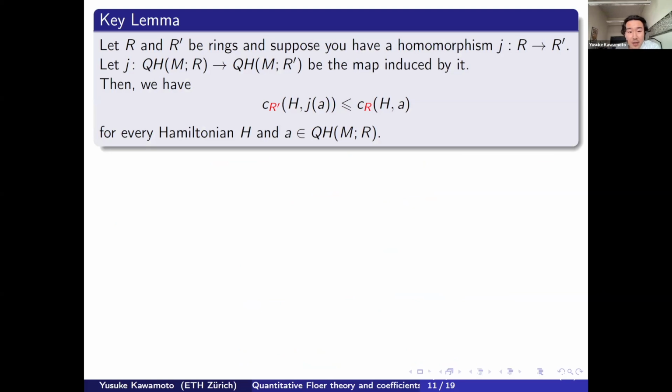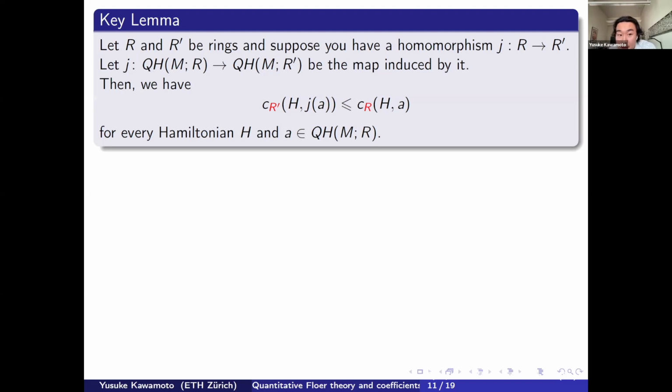So the following is a lemma that helps you to deal with the situation. Suppose you have two different rings, R and R prime, and let's say that they're related by a homomorphism J. Okay, and then this map will naturally induce a map between the quantum cohomologies defined for those two rings. And then we want to compare the spectral invariant of a class A, which is in the quantum cohomology of R, and the class that is naturally induced in the R prime coefficients.